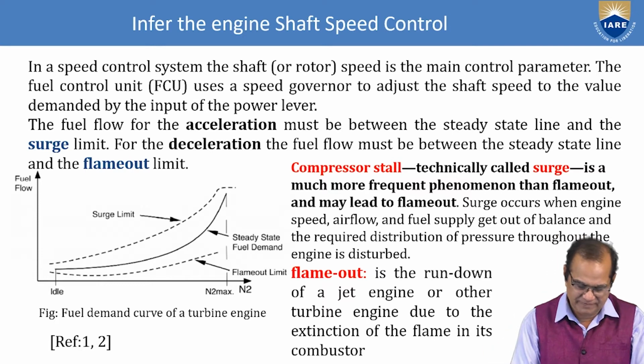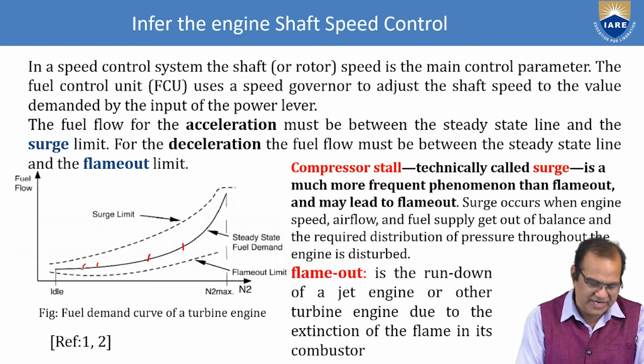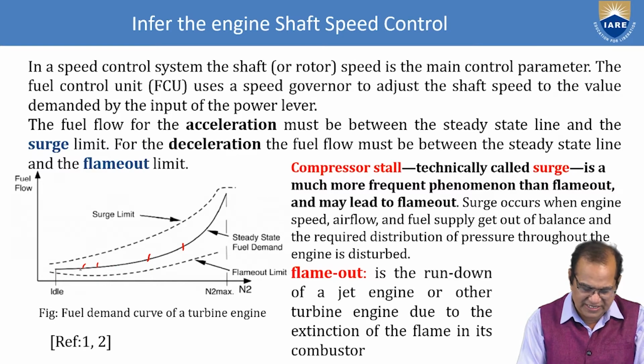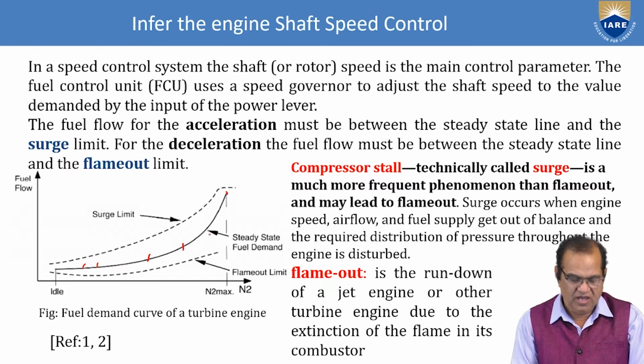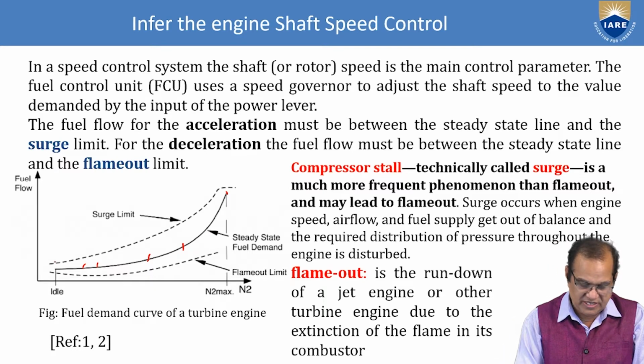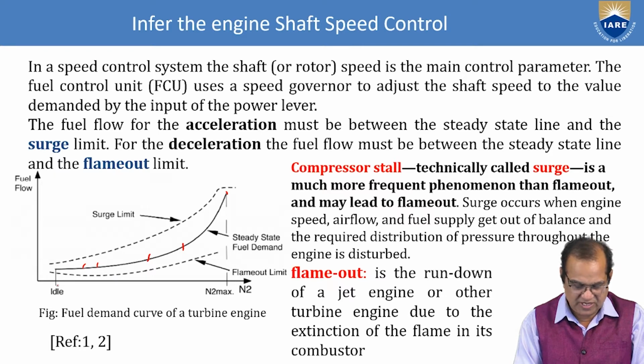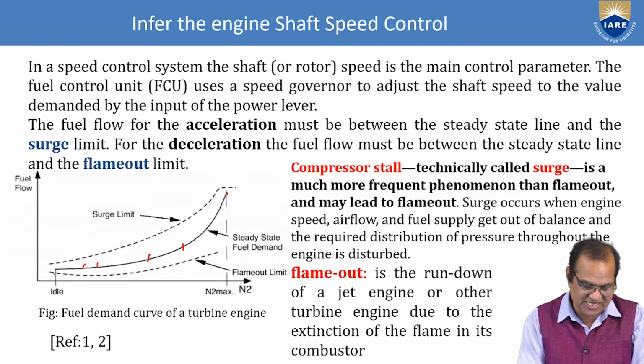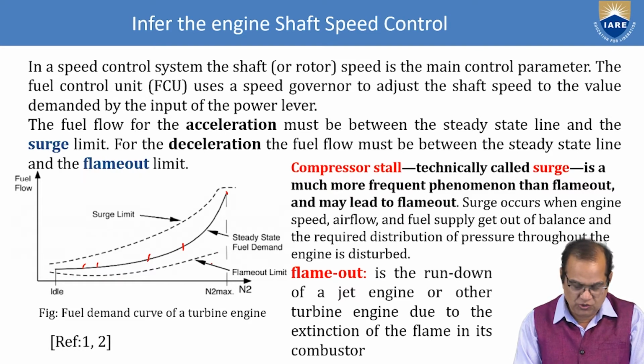So this you can see here, this is a plot of fuel flow against the idle and the N2 maximum. If you increase from here for a steady state, the line goes like this. For the surge limit, the fuel flow is high compared to steady state, and for the flame out, which means the flame is going to diminish, the fuel flow is reduced. So here we have three plots. These three plots show the surge limit, then the steady state fuel demand, then the flame out limit.